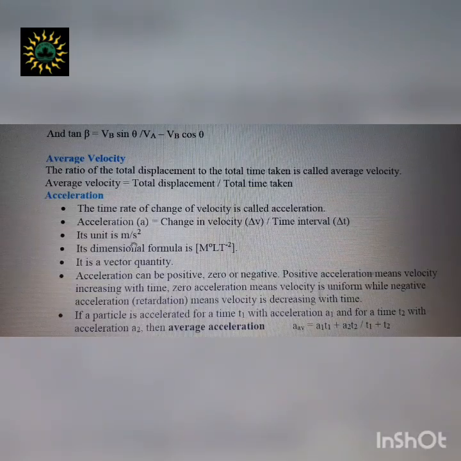Its unit is meter per second square, and the dimensional formula is very easy because acceleration is equal to change in velocity divided by time. The dimension of velocity is L t to the power minus 1, divided by another time, t. So it ultimately gives L t to the power minus 2 and m to the power 0, which basically becomes 1. So m has no role in this dimensional formula. So it is L t to the power minus 2, or m to the power 0 L t to the power minus 2.